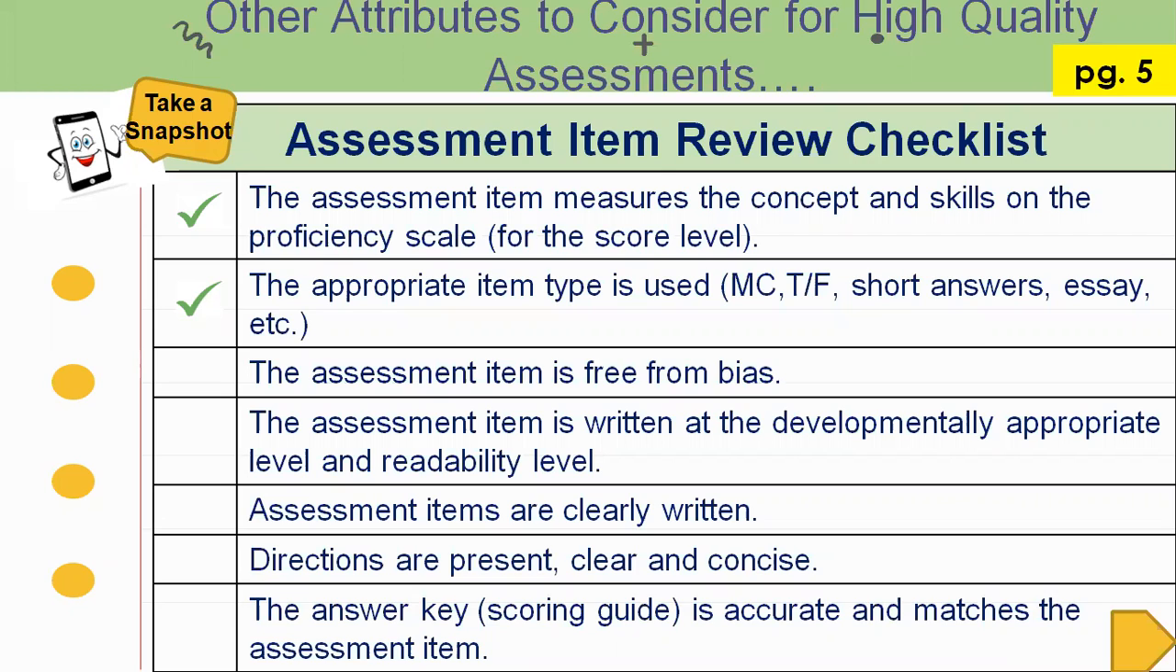In addition to the first two criteria, the assessment item that we viewed earlier is also free from bias. It is written at a developmentally appropriate level and readability level. It is clearly written and the directions are present, clear, and concise. Let's look at a separate example to illustrate what is meant by a scoring guide.